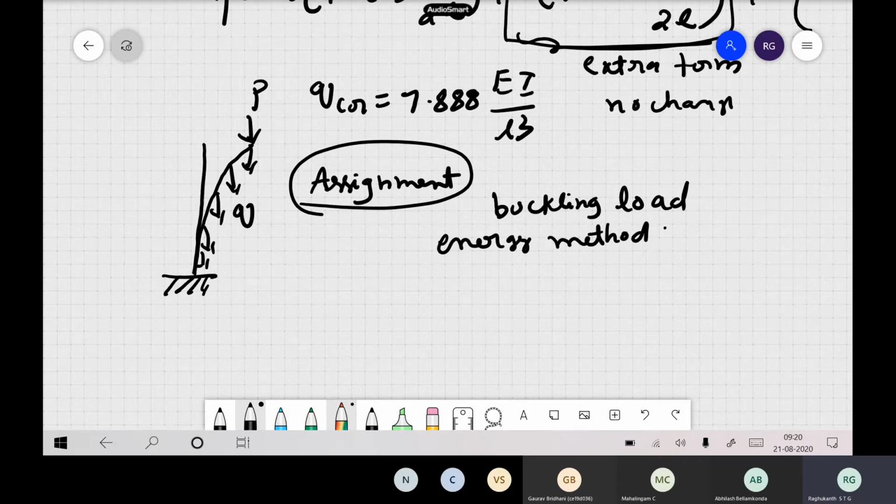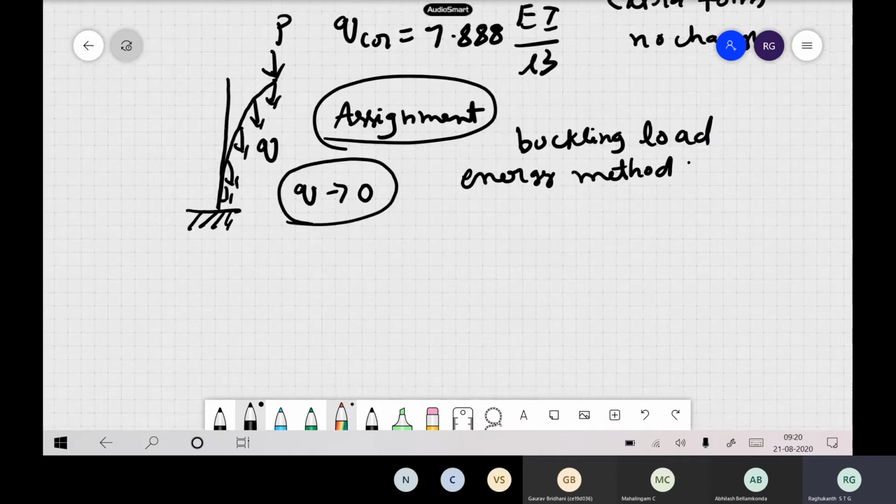This is a very interesting problem. For example, if Q tends to 0, you can check whether your answer is correct or not. When Q tends to 0, this problem should boil down to the same cantilever buckling problem which we discussed long back, or which you have studied in your strength of materials. Now this ratio P to Q you can establish, and you can get some nice solutions for this type of problem, which is more realistic.